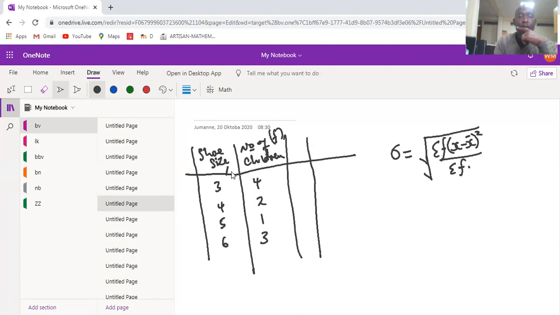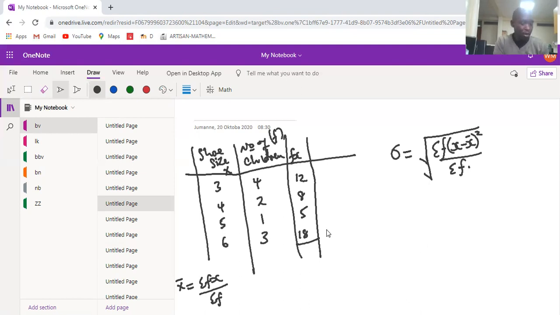Here is our x values, and here is our f. So we need to know that x bar in this case will be the summation of fx over the summation of f. So we need to get fx here, which is going to be f times x. This one is going to be 4 times 3, which is 12, 2 times 4, which is 8, 1 times 5, which is 5, 3 times 6, which is 18. So if we add this, what are we going to get as the sum of fx?